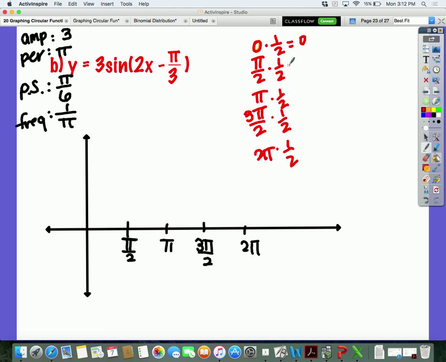So this will be 0, pi over 4, pi over 2, 3 pi over 4, and pi. Everybody still with me? Okay. Now, we also have a phase shift of pi over 6, correct. We are going to add pi over 6 to every single one of these.